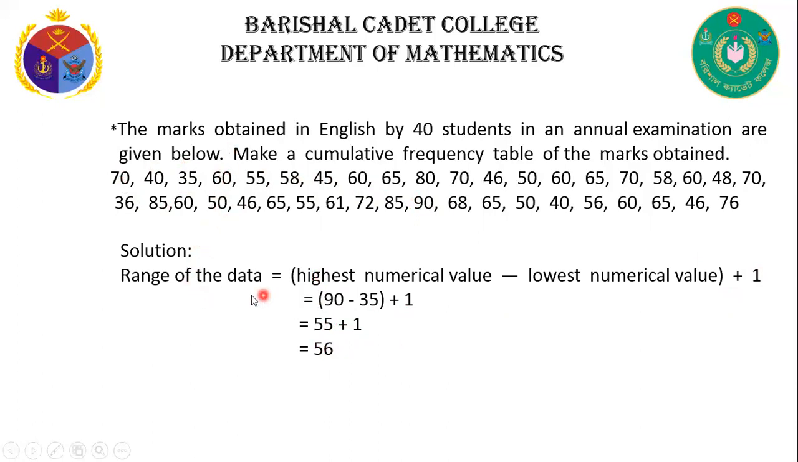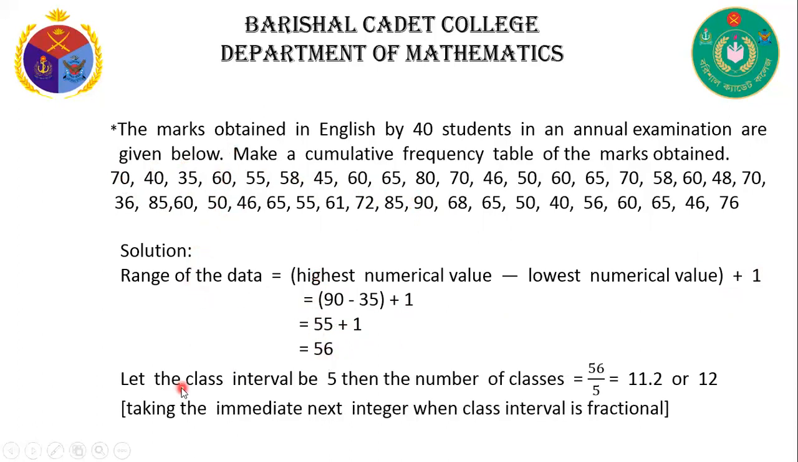This is the range. Now let the class interval be 5, then the number of classes is 56 divided by 5, that means 11.2 or 12, taking the immediate next integer when the class interval is fractional.